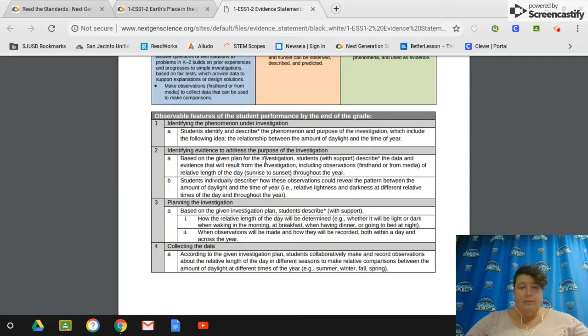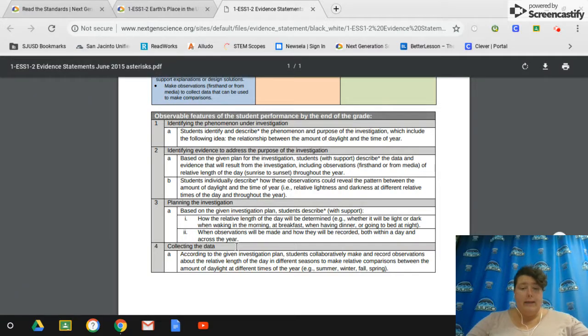Identifying evidence to address the purpose of the investigation. So they should be able to pick out what is the evidence that we need to know in order to carry out this investigation. Planning the investigation, they should be able to, in first grade, talk about a brief plan of how they can go and observe the daylight during the time of day. Perhaps it's something where they can gather evidence online. Perhaps it's something where they're out observing, but they should be able to come up with that plan themselves.